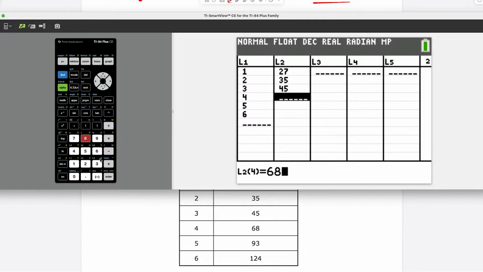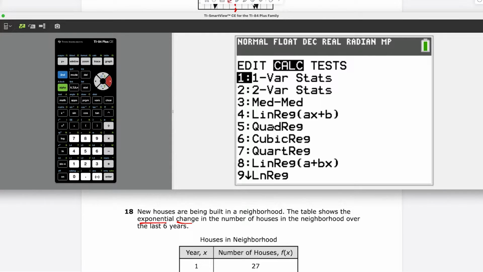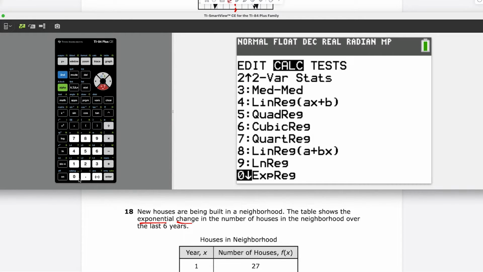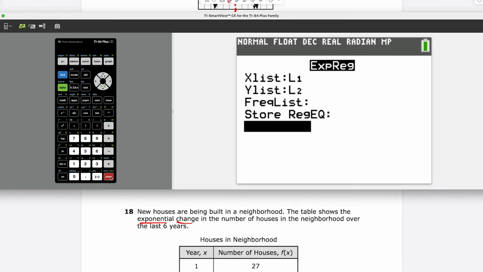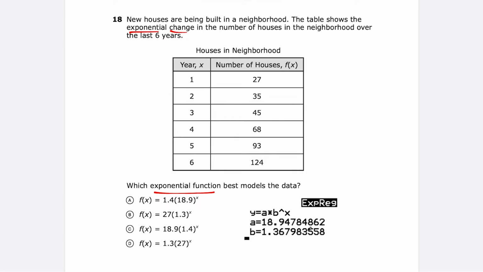So we have 68, 93, and 124. So now with this, remember the key phrase was that the table shows exponential change. So I'm going to go to stats, calculate exponential regression. I could scroll down to look for it. It's option 0. And now I just press enter a bunch of times here past calculate, and this gives us the values we need.